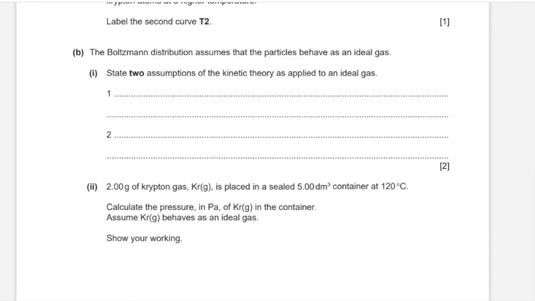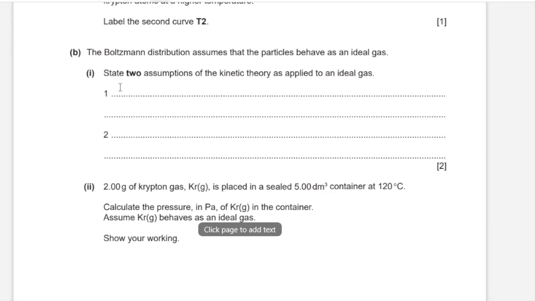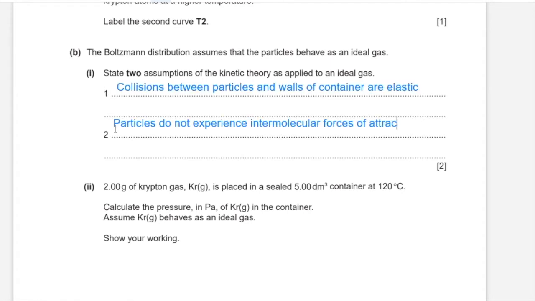B. The Boltzmann distribution assumes that the particles behave as an ideal gas. State 2 assumptions of kinetic theory as applied to an ideal gas. So ideal gases do not experience any intermolecular forces of attraction, and all of their collisions are elastic as well, meaning no kinetic energy is lost during these collisions.